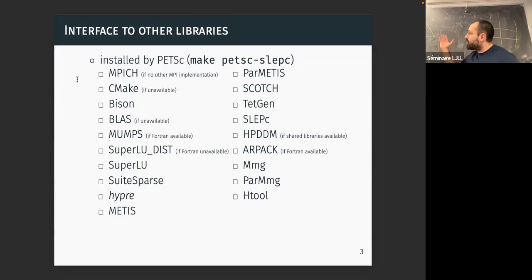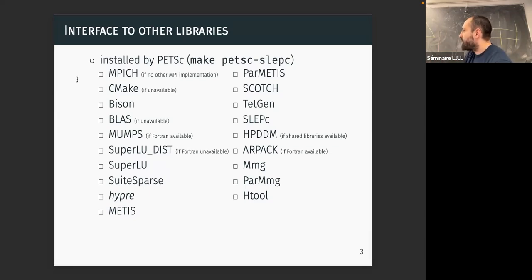Okay, so if you don't have Fortran available, we install another direct solver, which is SuperLU, which is in plain C, so no issues. There is also a sequential version of SuperLU distributed, which is called just SuperLU, that we also install. SuiteSparse has been the default sparse solver in FreeFEM for, I think, about 20 years. So we also install it for you if it's not available on your machine.